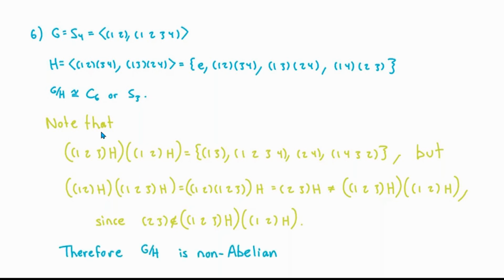Well, the fact that we now know that G mod H is a non-abelian group tells us that it can't be a cyclic group of order 6, so it must be isomorphic to the symmetric group of degree 3. Now, there are lots more interesting examples, but if you understand these ones that I've shown you, then that should help you to navigate most of the ones that you're going to see later.